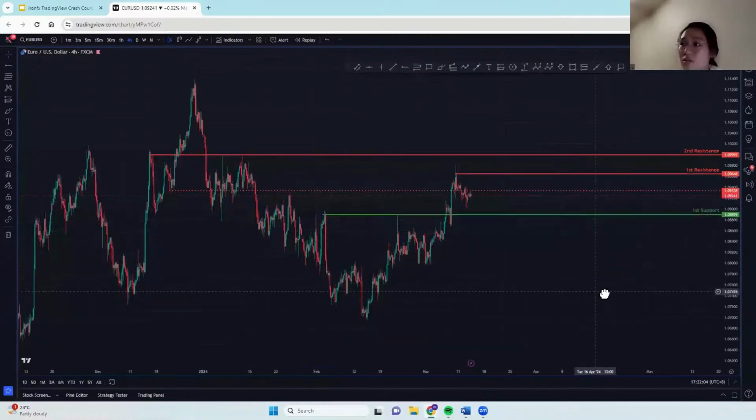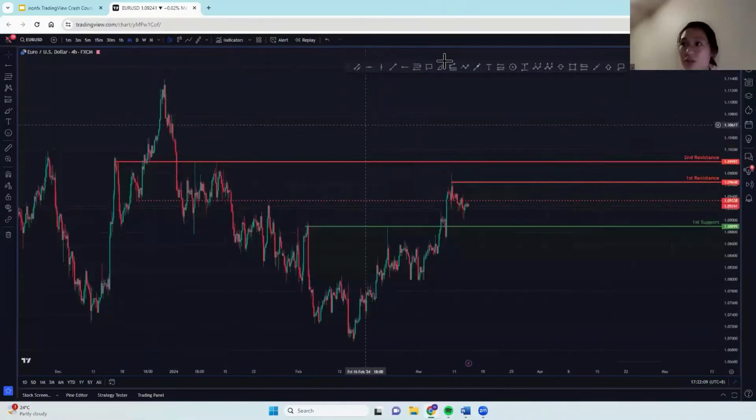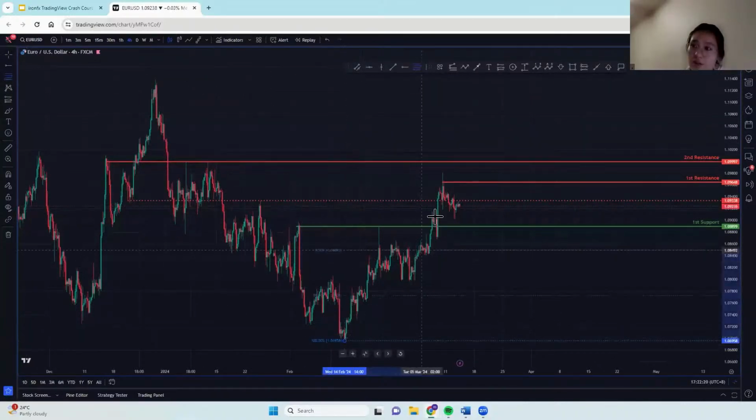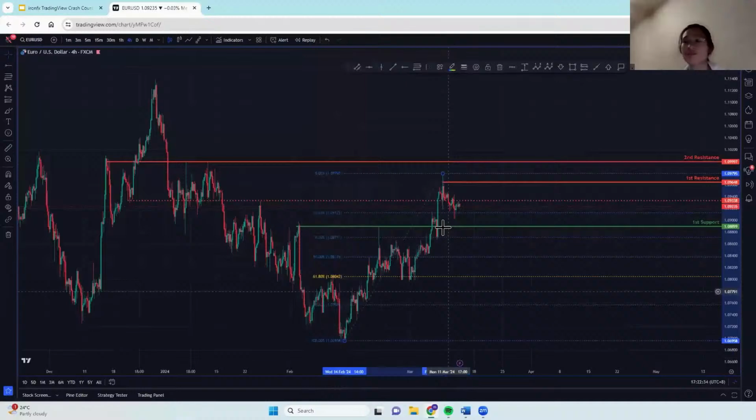Okay, so next we're gonna pull out our Fibonacci levels. For the Fibonacci levels, you basically click on this icon, right? And it's really similar to the MT4 icon as well if you're using that. You click on settings to look at the different levels that you want to pick. So for retracements, we usually pick these 5 levels.